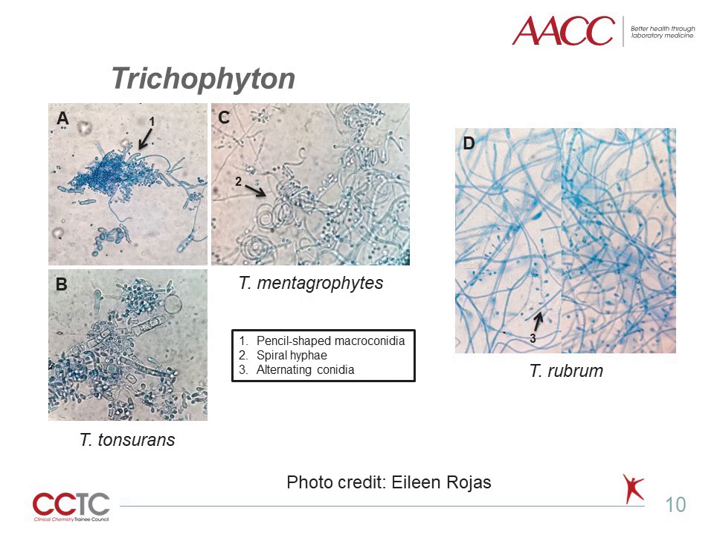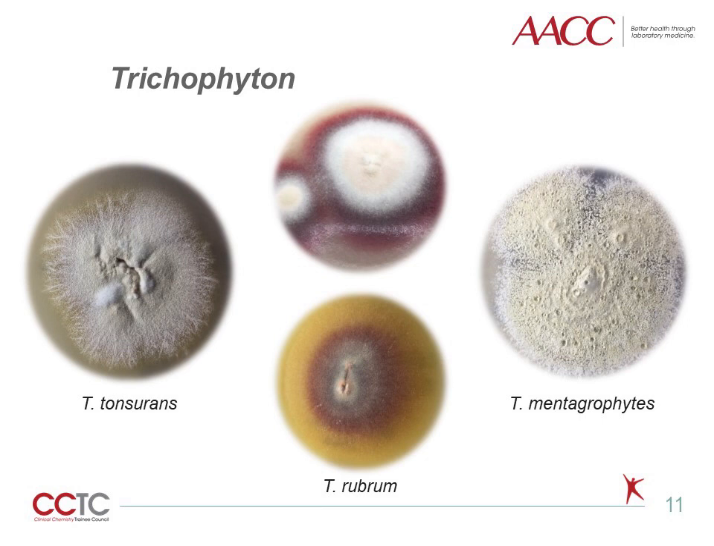T. mentagrophytes infrequently produces macroconidia, but it does have many microconidia that are spherical or teardrop-shaped. This organism can also produce spiral hyphae. And lastly, T. rubrum will typically only produce microconidia that once again have a teardrop appearance that alternate on the hyphae. As we discussed with Microsporum, the growth or colony morphology can also be very helpful with identification of Trichophyton species.